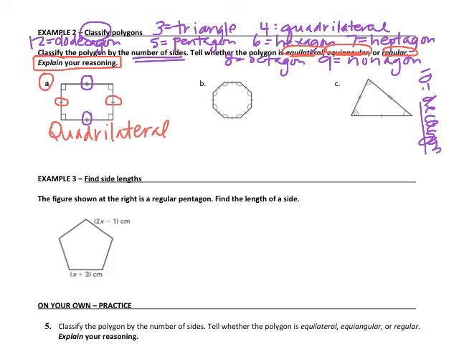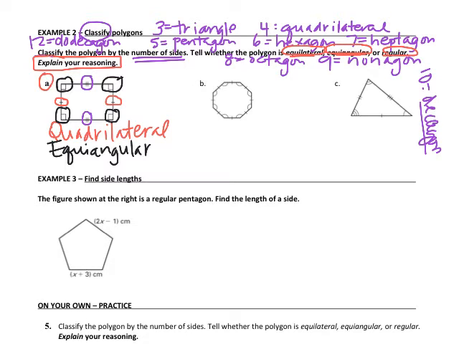But I do see that all of these angles are marked with a 90-degree angle marking. So if they're all the same angles, the measure of them is all the same. So this is going to be called an equiangular quadrilateral. Okay, so it's equiangular because all of its angles are the same measure.